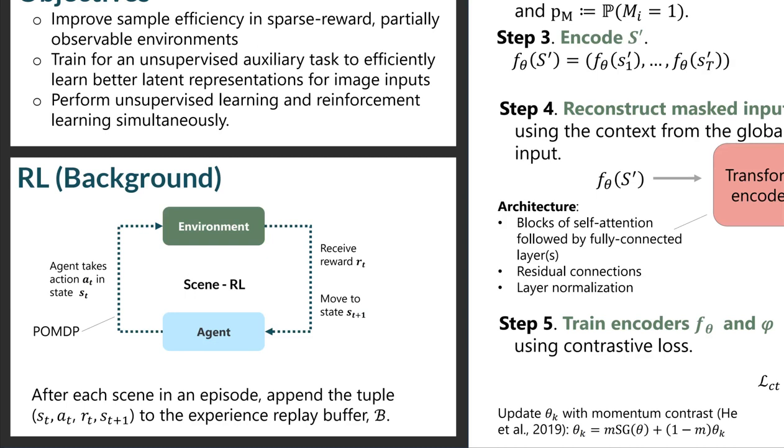I have POMDP written on the diagram because our experiments for this project are actually for partially observable Markov decision processes, so the states that are seen by the agent don't actually contain perfect information about the environment.